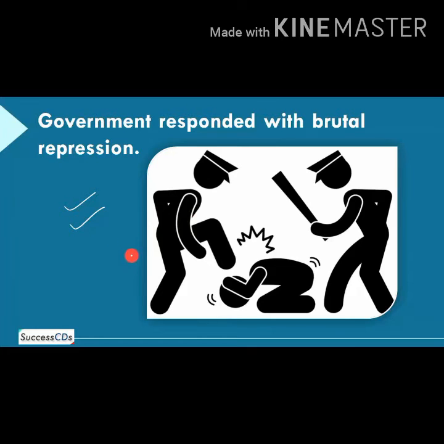Seeing violence everywhere, Gandhiji called off the movement. Thus, the movement was started with enthusiasm and ended because people were unable to understand the true concept of non-violence taught by Gandhiji.